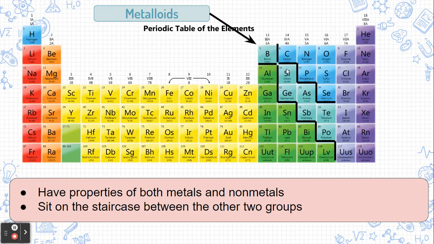And what does it say? Have properties of both what? Because it's in between. It shares something with these green ones, and it shares some property with these ones. Also, they sit on the staircase, in between both of them.